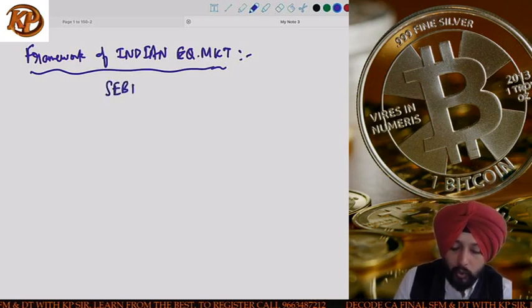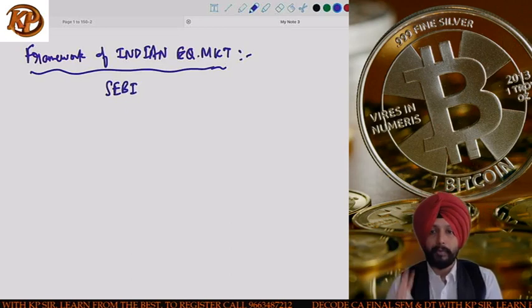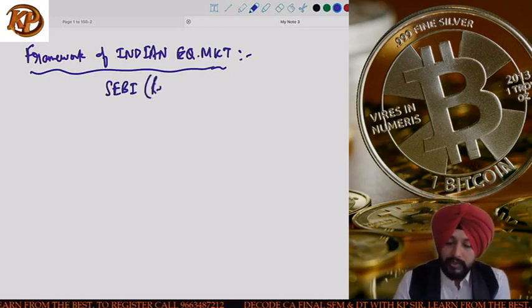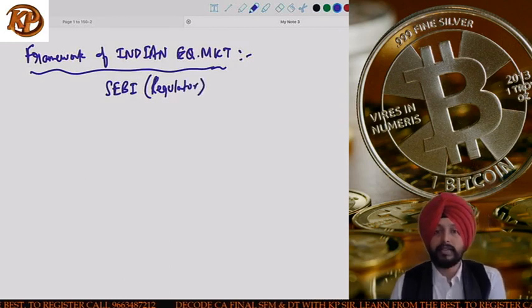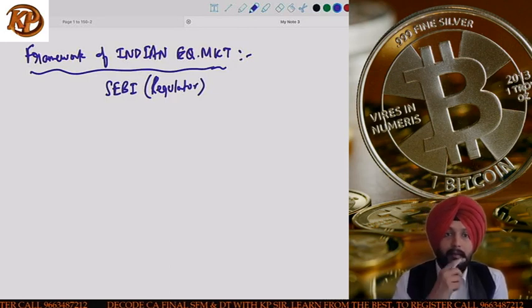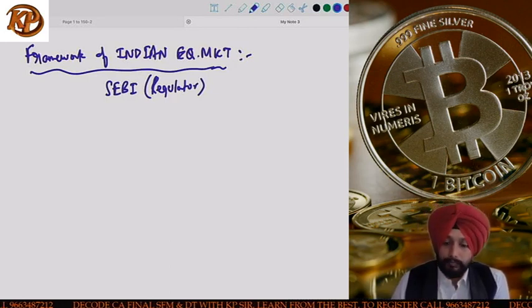So who is sitting on top? SEBI is sitting on the top. SEBI is the regulator, right? The regulator is SEBI. We did it in IPCC. SEBI is a watchdog of Indian equity markets. Okay, so SEBI is the regulator.